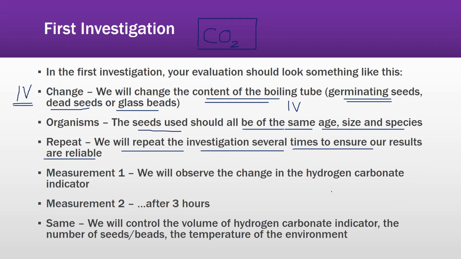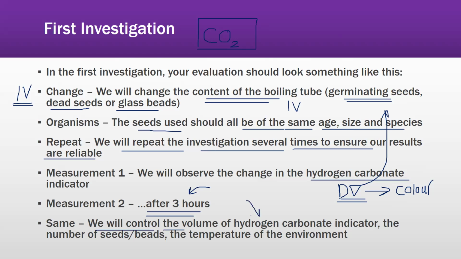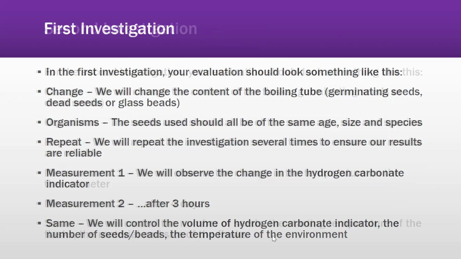And what is measurement one? The dependent variable, the color. What was the dependent variable here? Color of hydrogen carbonate. Because the color of hydrogen carbonate is dependent on the type of seed. Got it? Measurement 2 is the time. It will take 3 hours. After 3 hours, you are going to observe the color. And what will you control? The volume of hydrogen carbonate indicator, which was 10 centimeter cube in all test tubes, how many seeds, the temperature of the environment and so on.